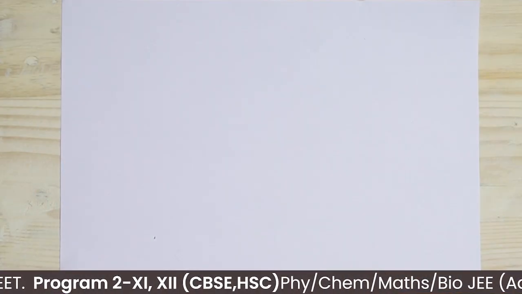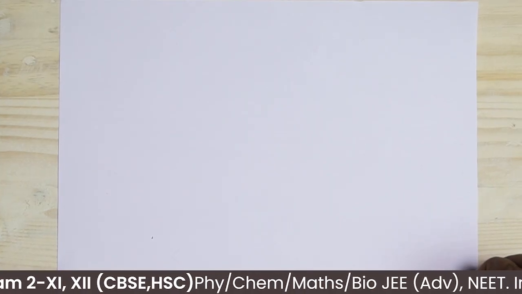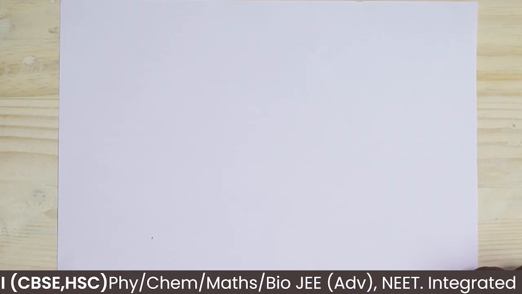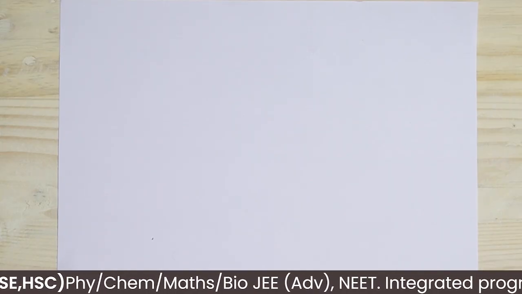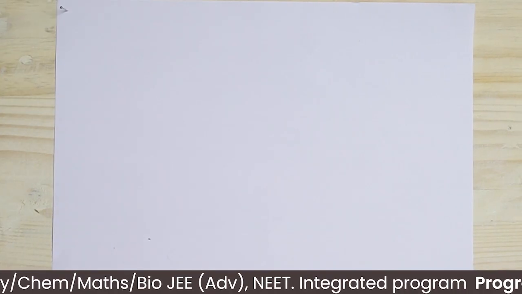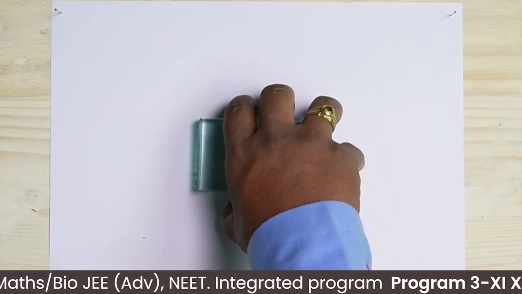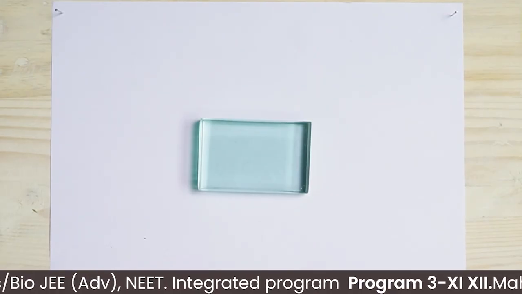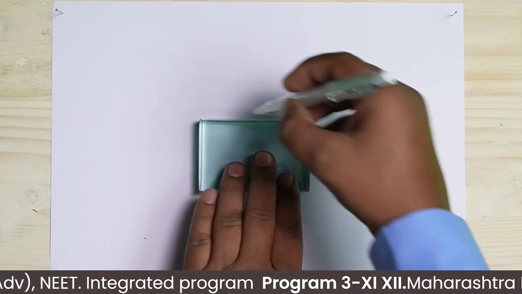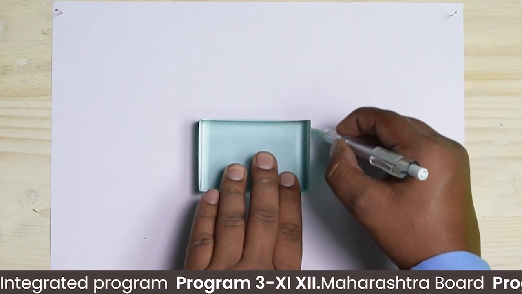Place a white paper on the drawing board. Fix a paper needle at the corner. Fix 3 more at the 3 corners. Place a glass slab on the white paper and draw the border along the border of the glass slab.